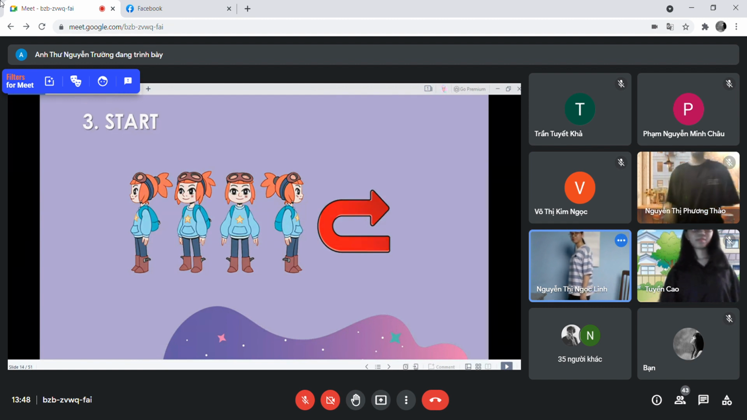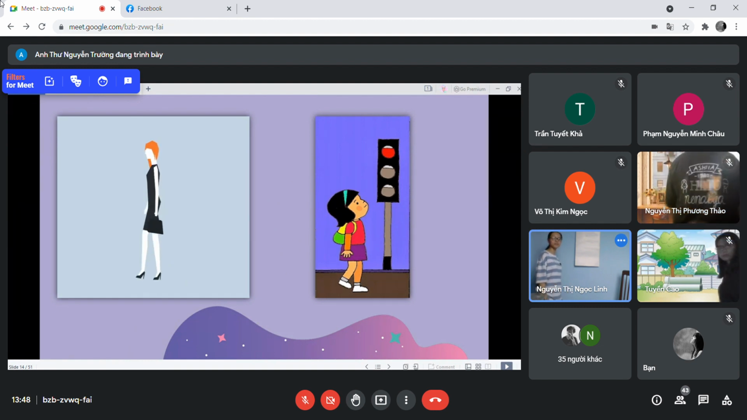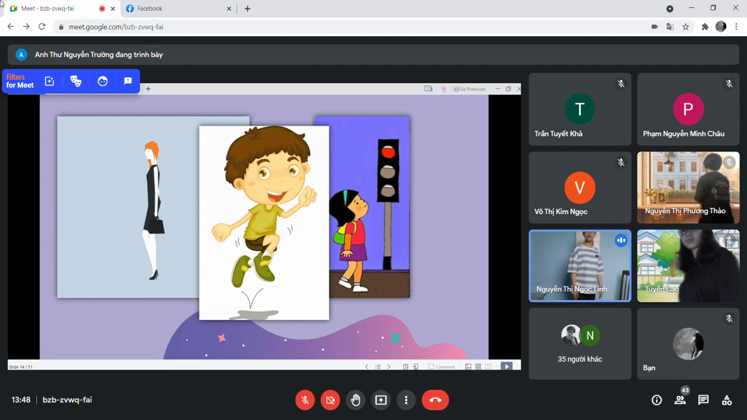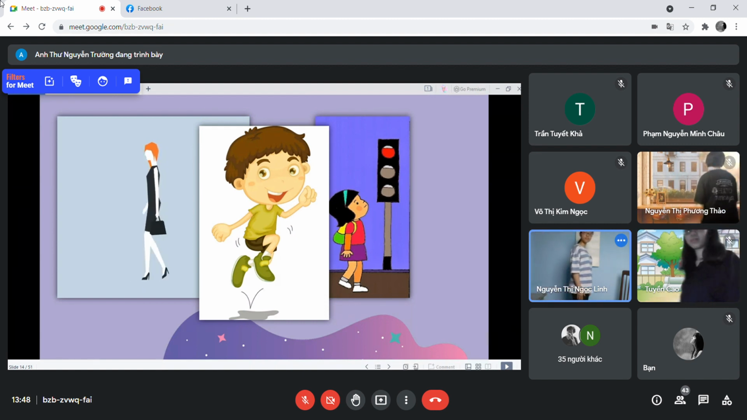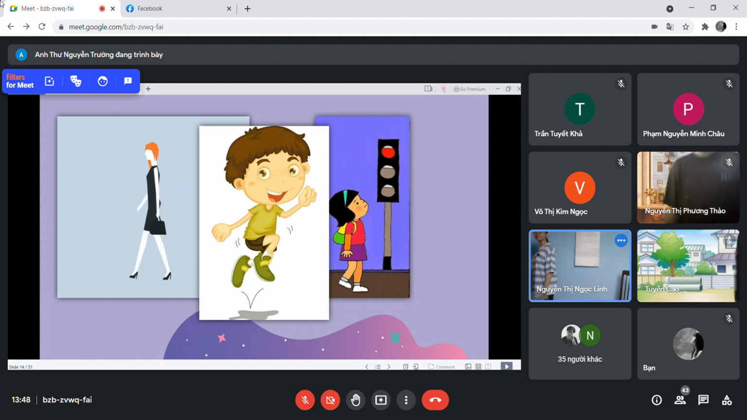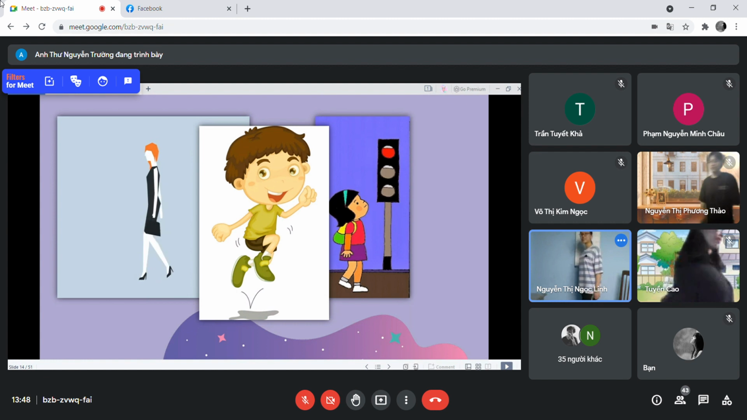Okay, walk, stop, turn around, jump. Good. Walk, stop, turn around, walk, stop, jump, turn around. Now walk, stop, jump, turn around, walk, stop, jump, turn around, walk, stop, jump, turn around, sit down.